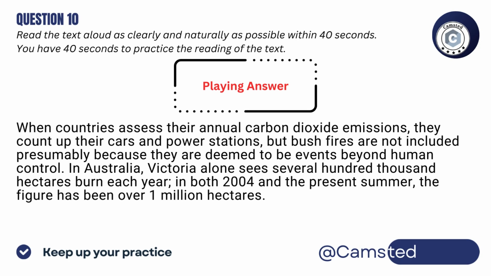When countries assess their annual carbon dioxide emissions, they count up their cars and power stations, but bushfires are not included, presumably because they are deemed to be events beyond human control. In Australia, Victoria alone sees several 100,000 hectares burn each year. In both 2004 and the present summer, the figure has been over 1 million hectares.